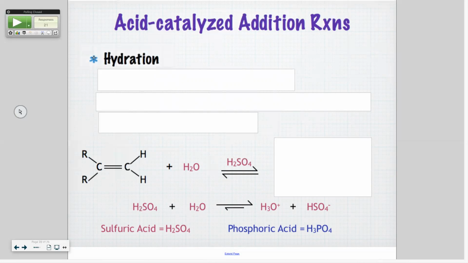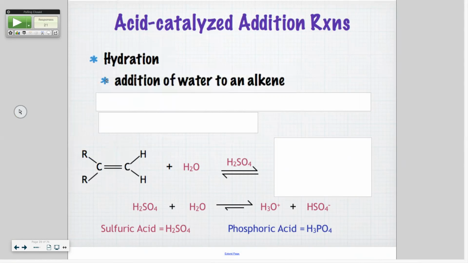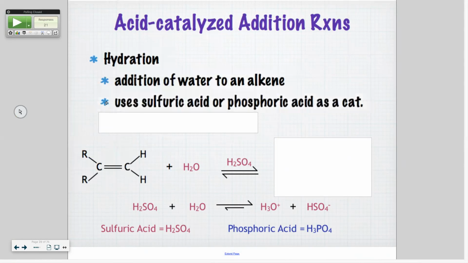Okay, the first one we're going to do is hydration. So what do you think we're going to add to the double bond? Water. We're going to get hydrated, okay? The acid catalyst that we use is sulfuric acid or phosphoric acid. We do not use HCl or HBr. Guess why? Because what do HCl and HBr do to double bonds? We just did it. They add, right? So you would have halogenated stuff as your byproducts in there, and ugh, it would be a mess.